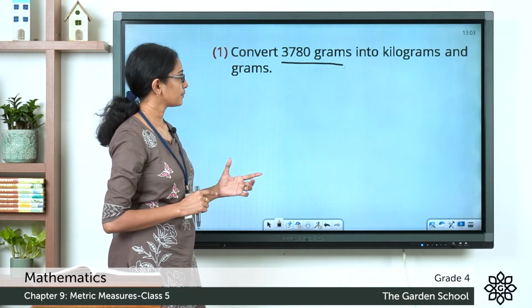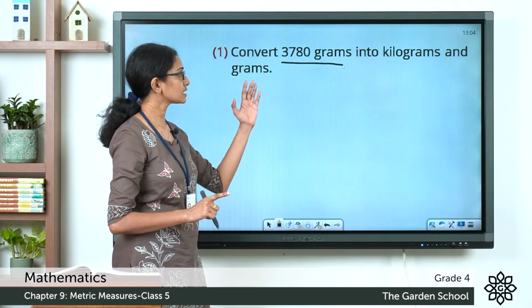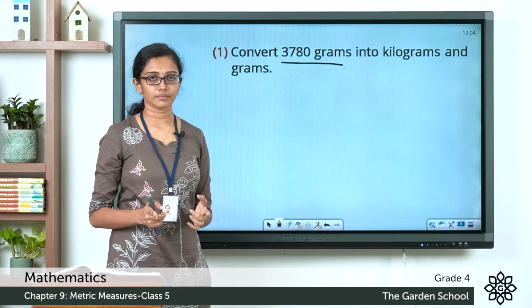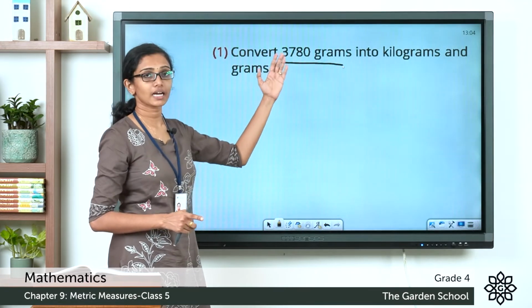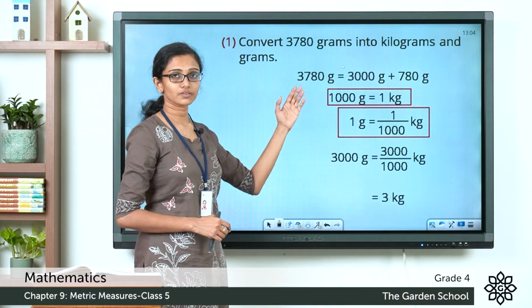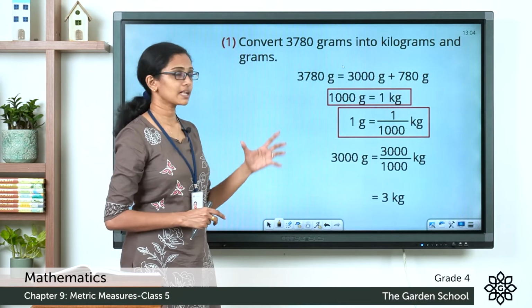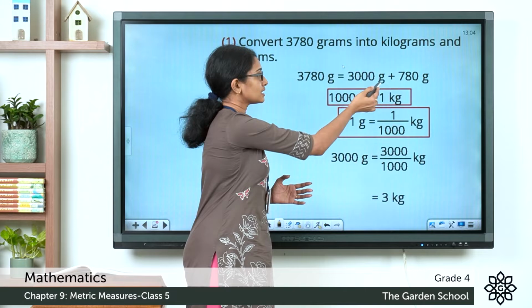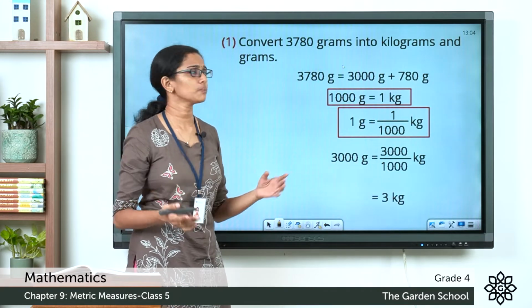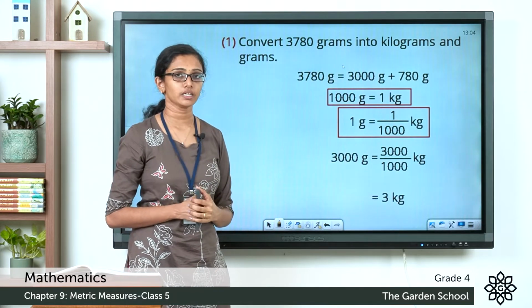So if you look at the question, you can see 3780 grams is a little more than 3000 grams. How much extra? 3000 grams plus 780 grams, right? So we can split this 3780 as 3000 plus 780 grams. You can write 3780 grams equals 3000 grams plus 780 grams. So this helps with the conversion. Now 3000 gram we have got here, and we already know that 1000 gram is equal to 1 kilogram. So what would be 3000 gram? If 1000 gram equal 1 kilogram, 3000 gram would be 3 kilogram, right? How do we get that?